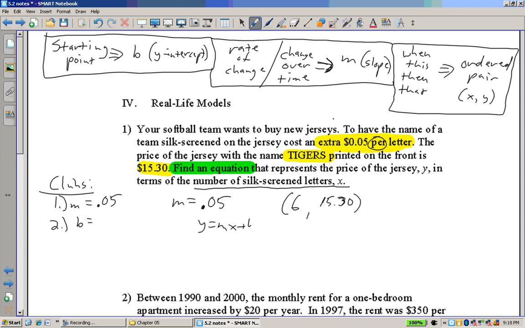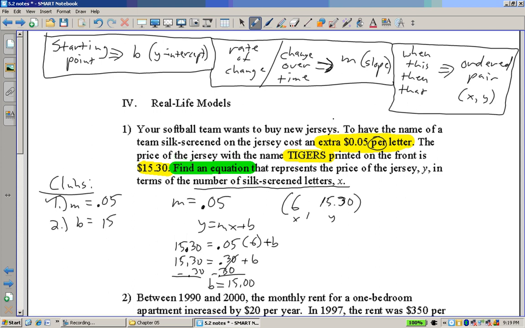So y equals mx plus b. I'm going to plug this in. Here's my x. Here's my y. $15.30 equals 5 cents per liter times x, which is 6, plus whatever this mysterious starting point is. Need to find that so that we can write our equation. Now, 6 nickels would be 30 cents. I'm going to subtract 30 cents from both sides. And b, my y-intercept, equals $15 even.